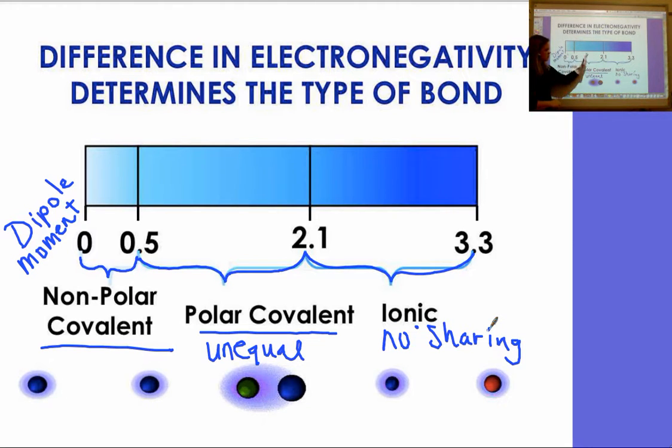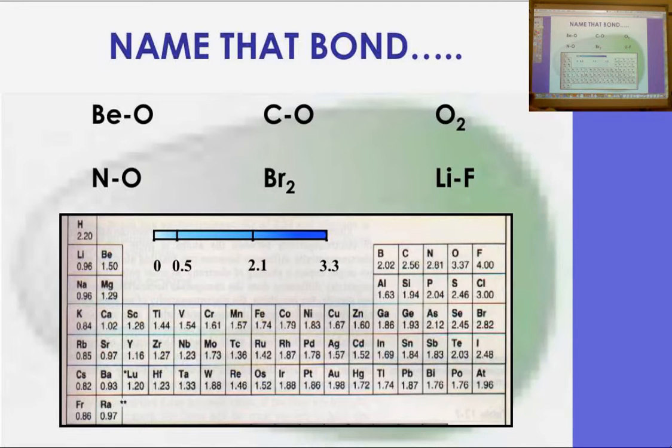So you'll need to know this scale. 0 to 0.5 is nonpolar, 0.5 to 2.1 is polar, 2.1 to 3.3 is ionic. Let's see how we use that. 0 to 0.5 we said was nonpolar covalent. 0.5 to 2.1 is polar covalent, and 2.1 to 3.3 is ionic. Okay.